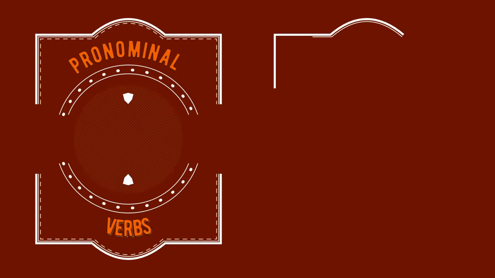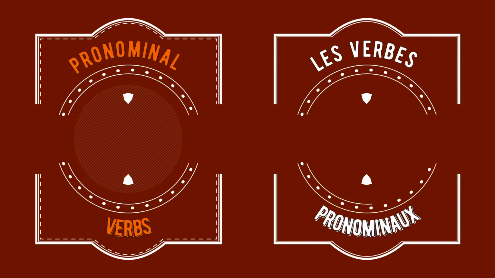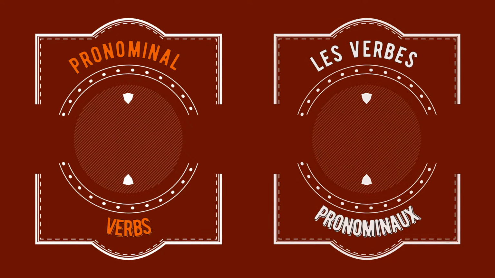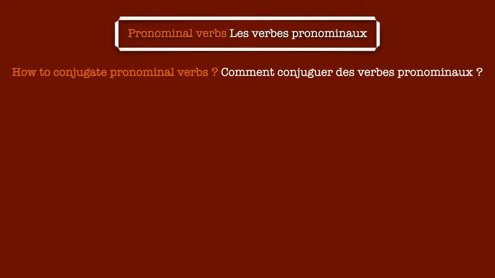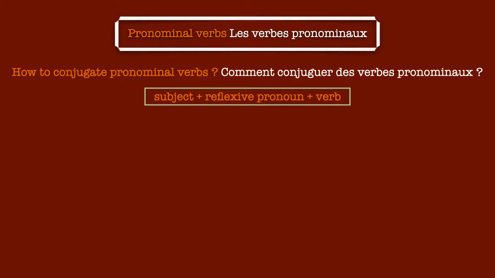Now that we have all the elements needed, we can move on to the conjugation of pronominal verbs. First question, how do we conjugate pronominal verbs in present tense? Well, you have to write the subject personal pronoun, and after the reflexive pronoun that you've just learned, and finally the verb. Let's see an example with the verb, to wash yourself. Se laver.